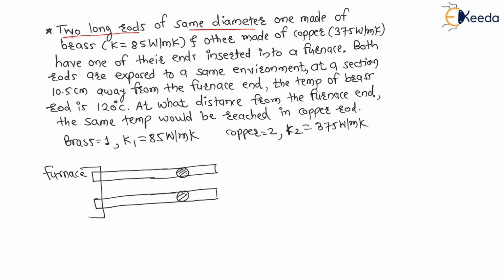Let us say the top one is the brass rod. Therefore for brass we have written 1, and the bottom is the copper rod, for which we have written 2, right? Now for both rods, one end is in the furnace, therefore the temperature at this end will be the same for both. That is T naught, the base wall temperature.